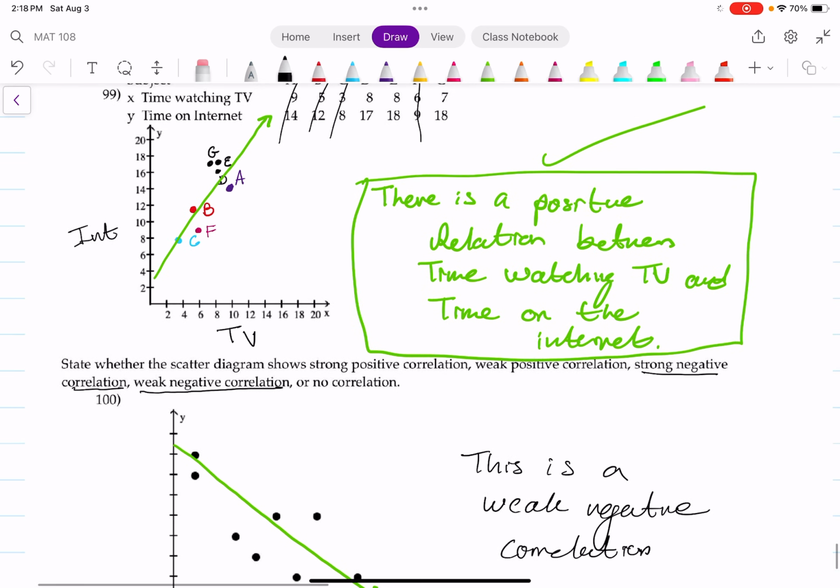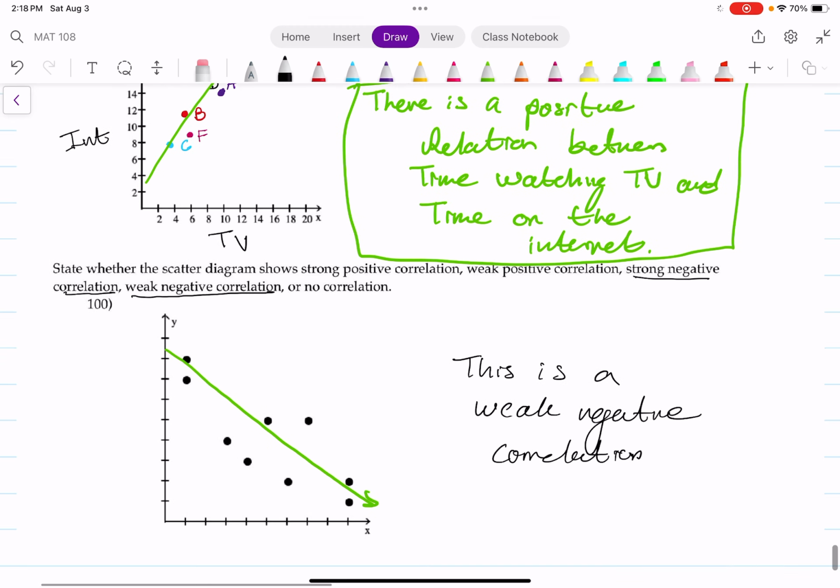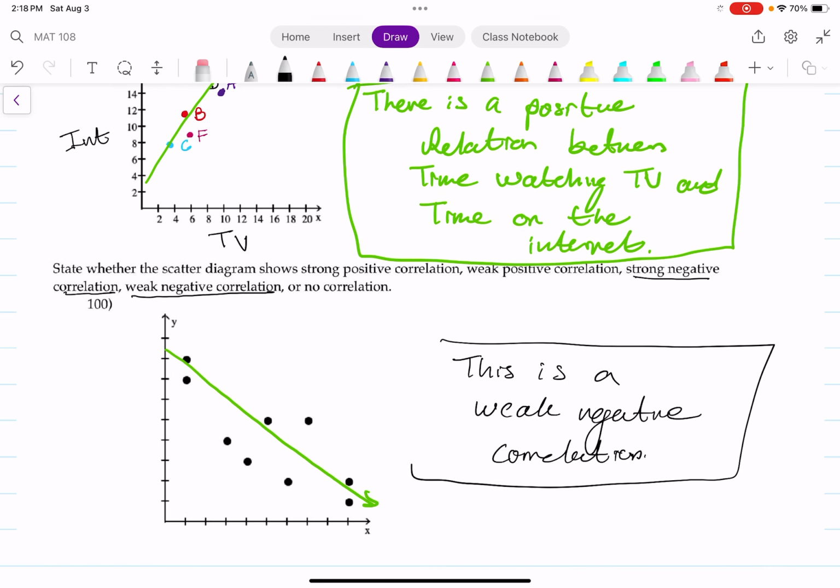And for the top one, based on the scatter plot, I'm going to say it's strong positive. And that is it to the review sheet. So the answer for this one is weak negative correlation.